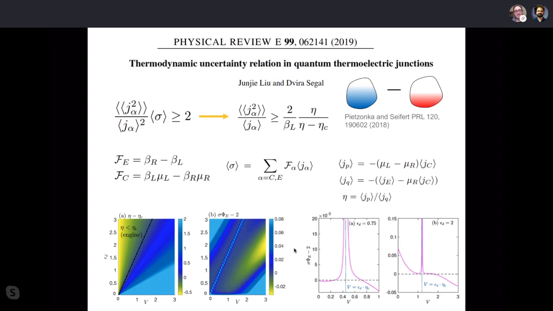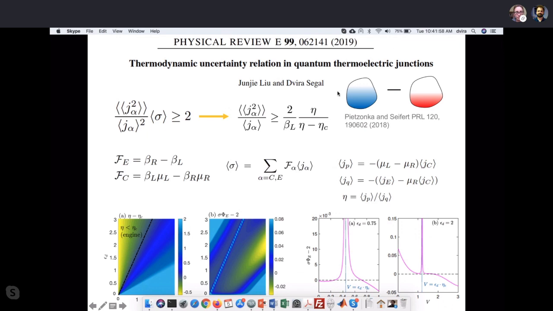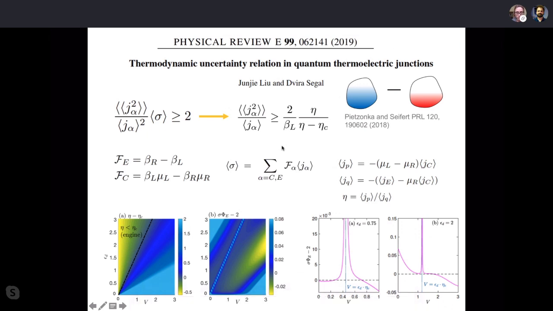So let me just mention two extensions. One of them was for thermoelectric junctions, and it was done by Junji. Very briefly, I will just mention one nice aspect of this work. So probably you are familiar with this extension of the TUR by Pietzonka and Seifert from two years ago. So here is again the standard TUR, this thermodynamic uncertainty relation, and one can actually translate it into this inequality for the power fluctuations. Alpha should be for the power output. So we have this interesting inequality.